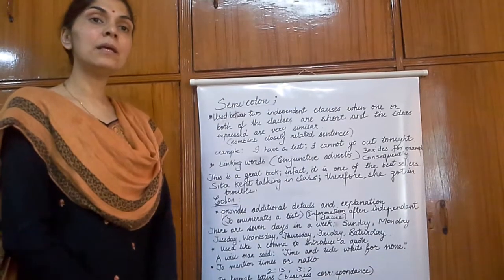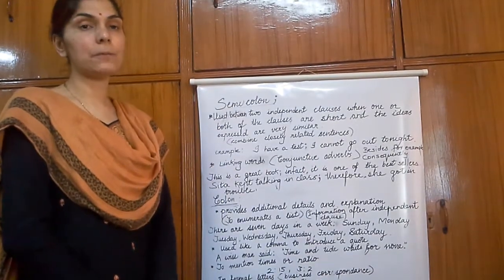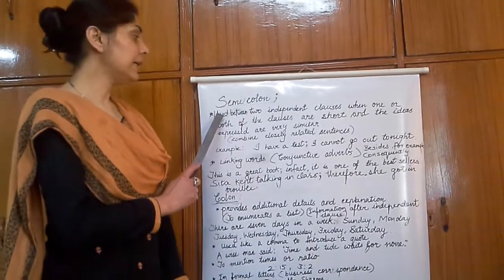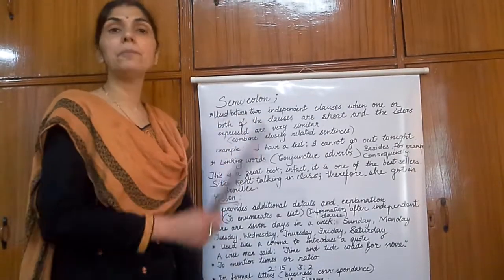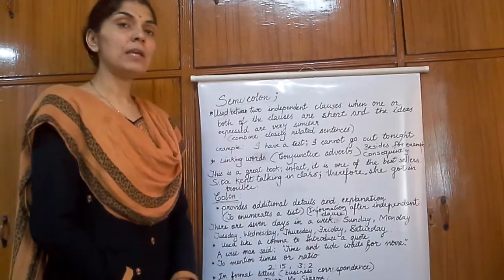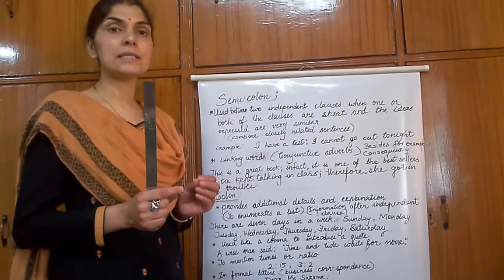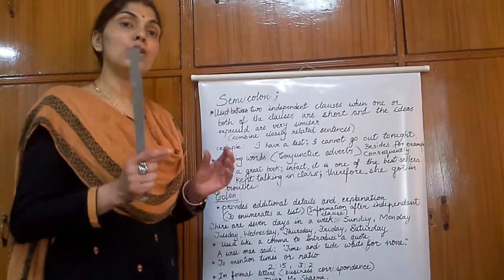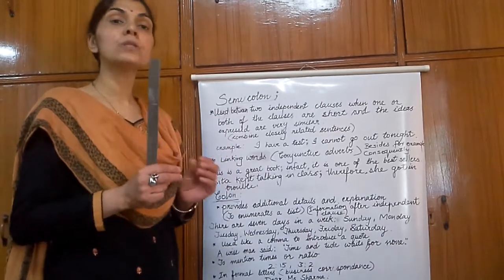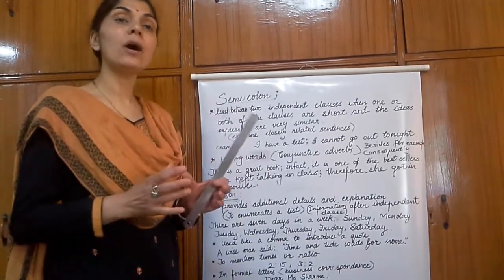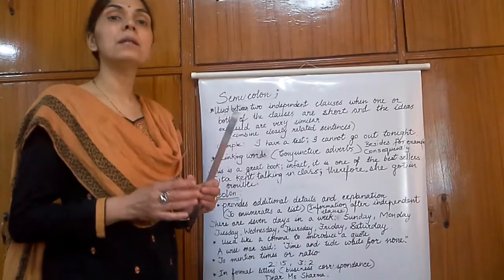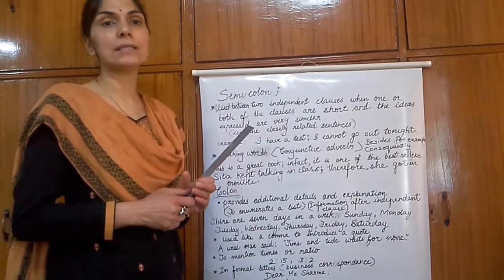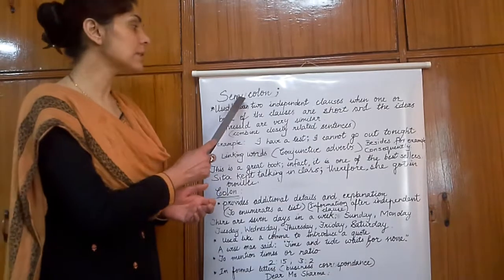First, I will deal with the use of semicolon. As it is written here, it is used between two independent clauses. When there are two sentences which are completely independent and you want to join them, where the idea is somewhat similar, then you will use a semicolon.